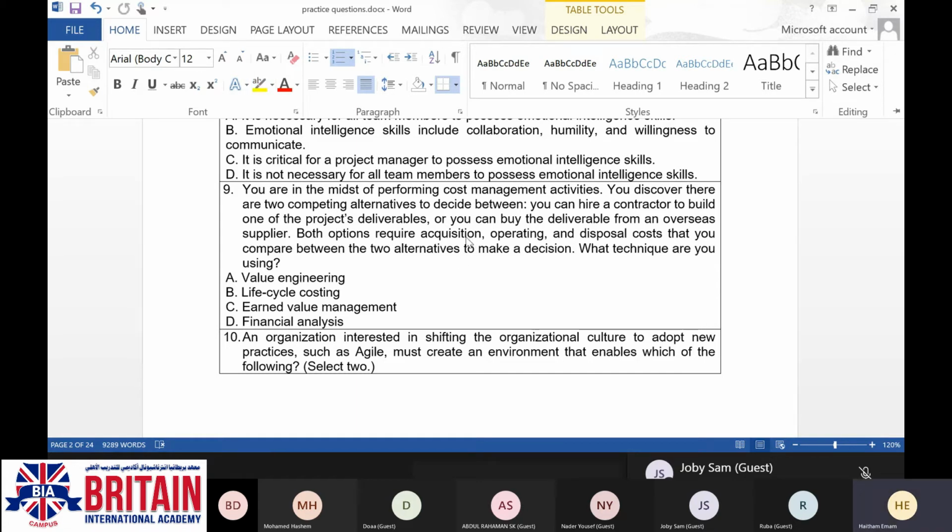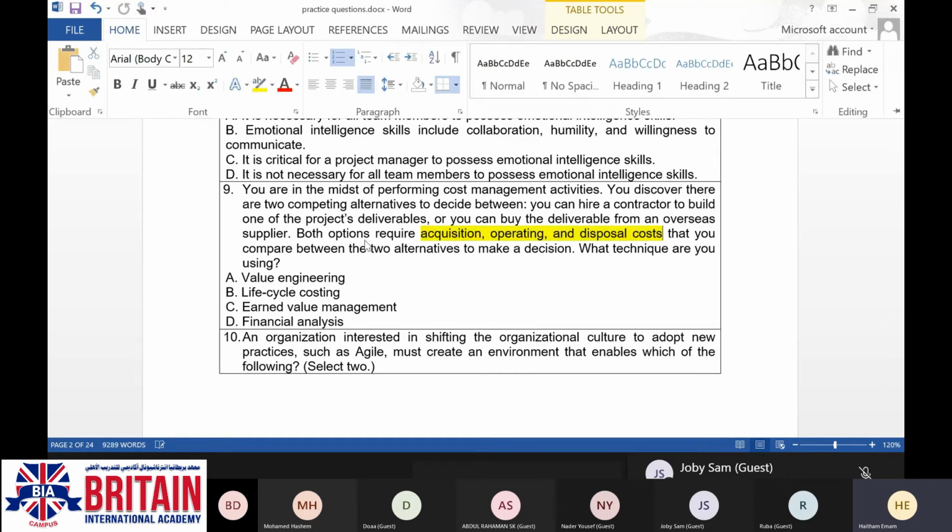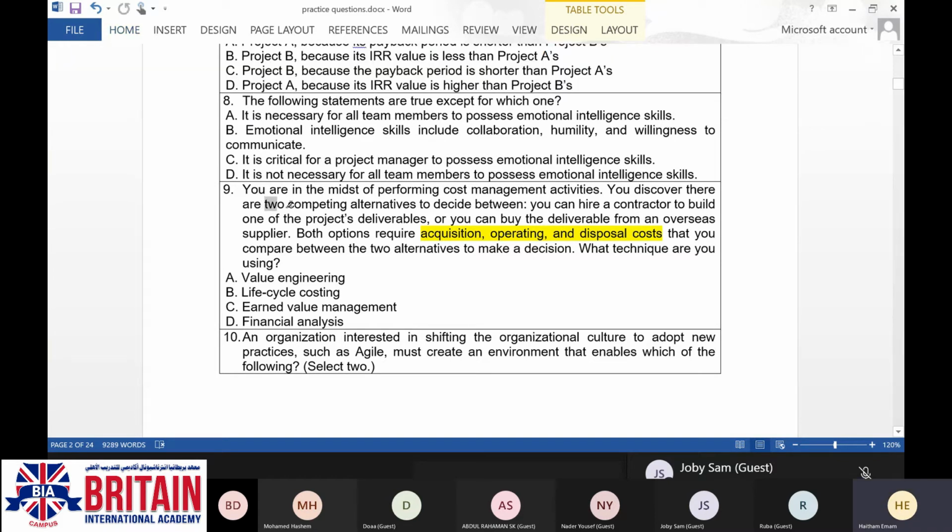When it comes to the acquisition, operating, and disposal cost. Let me highlight this part. Incur. And also, we are making two competing alternatives. This is called, first of all, alternative analysis.